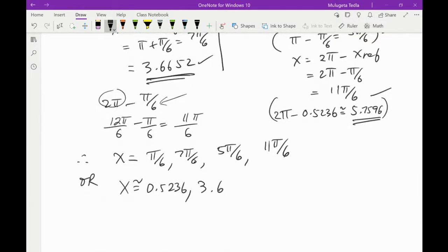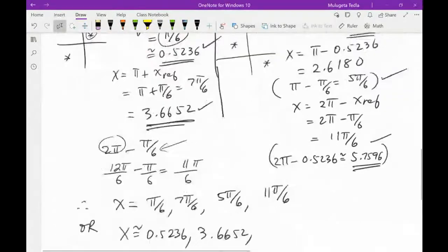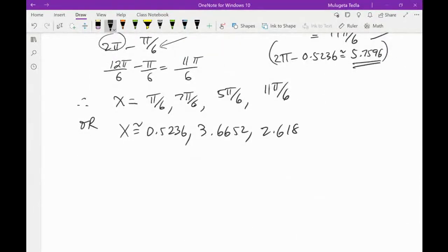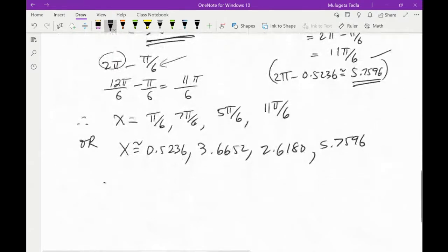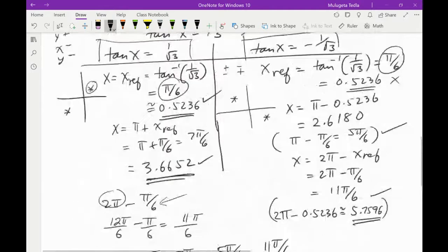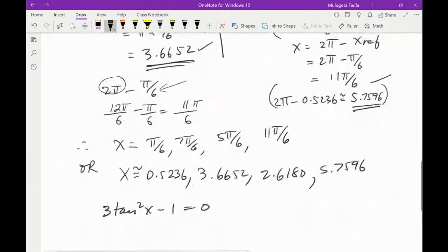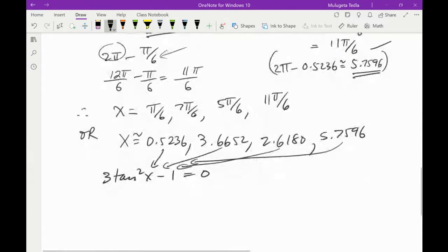And then 3.6652. And then we have 2.6180. And then 5.7596. To double check, if you have the equation 3 tangent squared of x minus 1 equal to 0, what if you plug in the x values here, here, and there? They will give you 0.